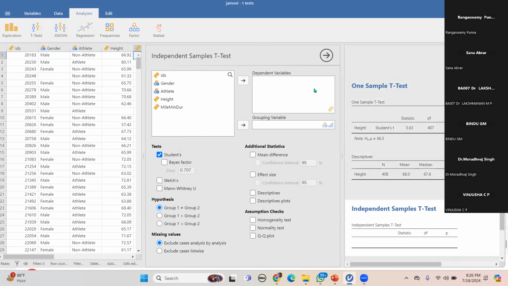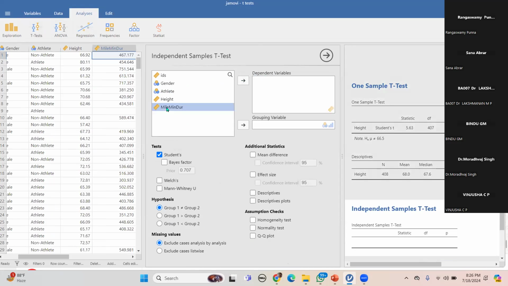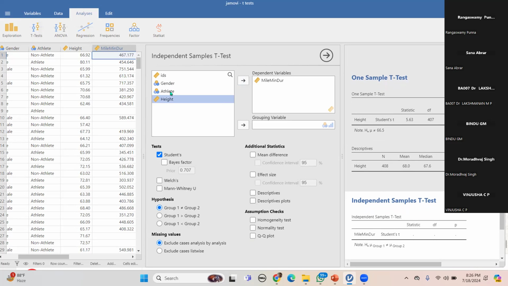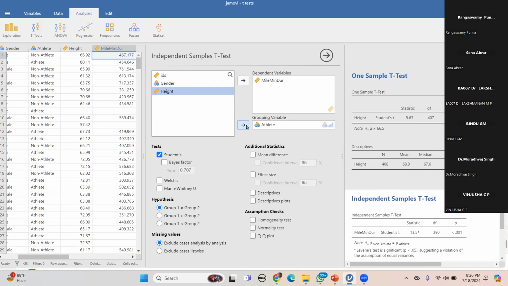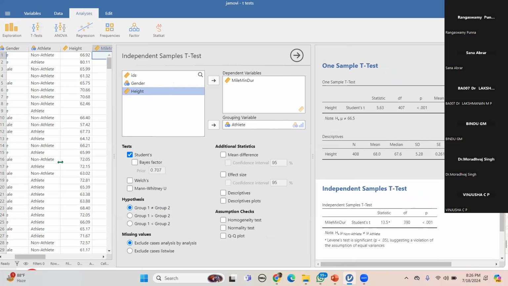Now you can see that in the middle of the window is the data processing window. Here we have to select the variable. Miles per minute duration is the dependent variable. It is continuous data. We are assuming that data is normally distributed; I'm not conducting a normality test, but if you want to conduct it, you can do it here also. So I have selected miles per minute duration as the dependent variable. The athlete and non-athlete category is the independent variable with two categories, so I'm going to keep athlete and non-athlete as the grouping variable. Now, coming to the results here.